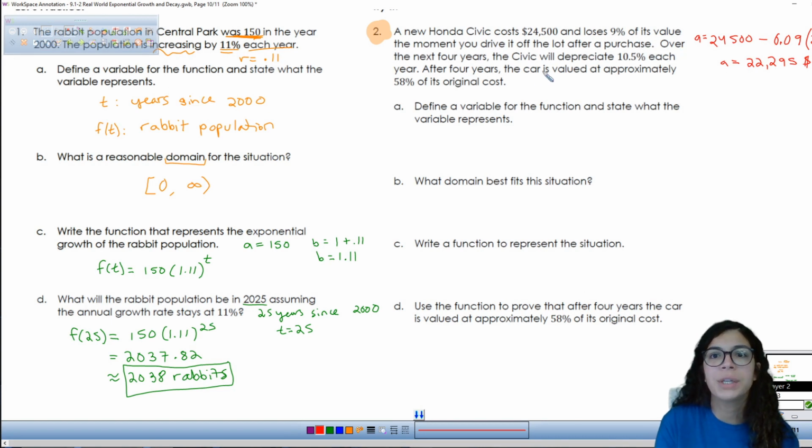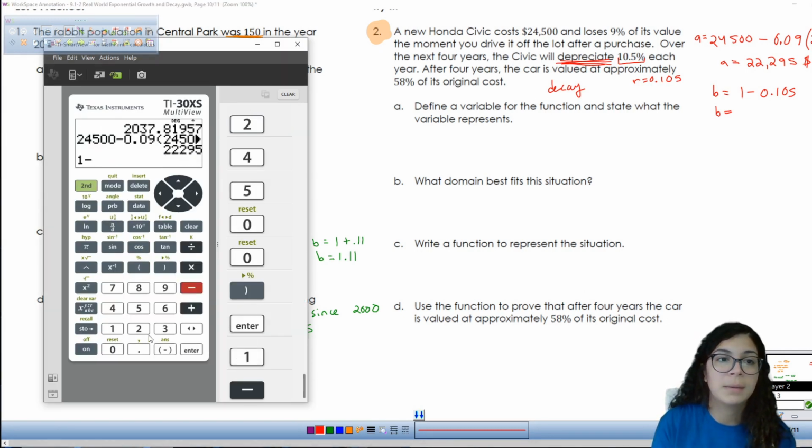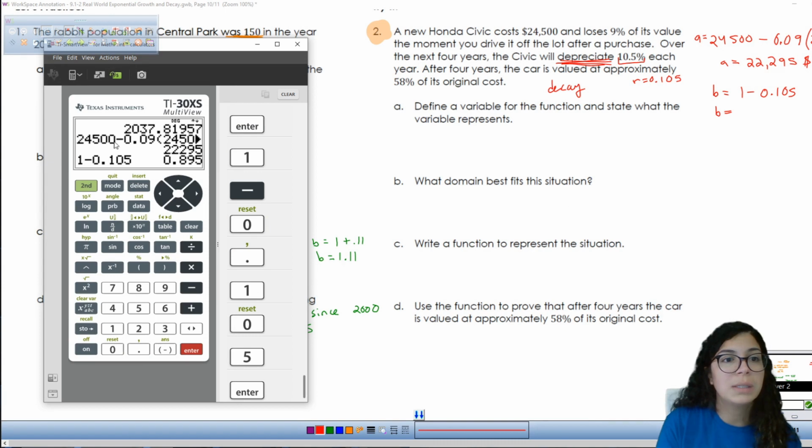Now it says over the next 4 years, the Civic depreciated, so you're losing value by this rate each year. So you're losing by a rate r of 0.105. So the factor b, since it is depreciating, this is decay, right? And so for decay, we're going to subtract from 1. So we're going to do 1 minus 0.105. And of course, you can always use your calculator if you struggle with simple decimal calculations, even though I don't think it is necessary. But you can see, you subtract, you get 0.895.